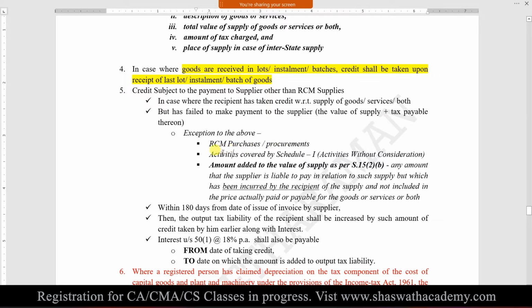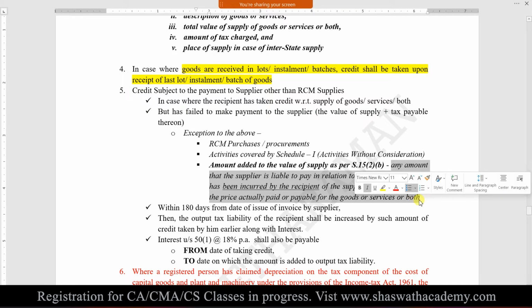But look at this. Activities covered in Schedule 1 are called activities without consideration. When there is no consideration, where is the question of payment within 180 days? The activity is already settled by the supplier. I have already paid the amount, so where is the question of further discharging the liability? Are you able to get it, my dear?